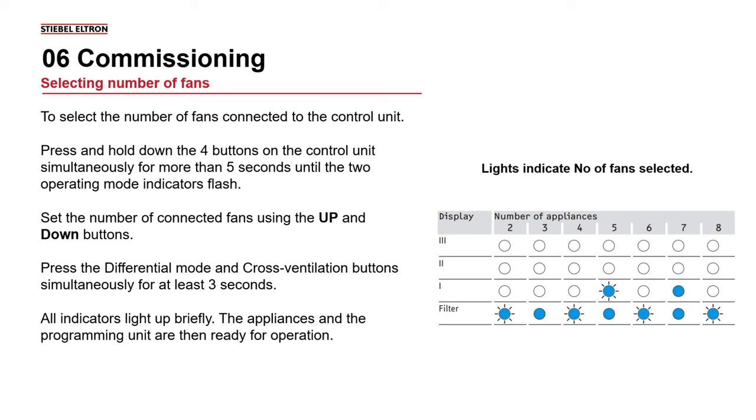Looking at the diagram on the right-hand side of the screen, it will use the filter indicator light and also fan speed 1, depending on how many fan units you select. Once you have entered the correct amount of fan units, press the differential mode and cross ventilation buttons simultaneously for at least 3 seconds. All indicator lights will light up briefly, and the programming is complete.